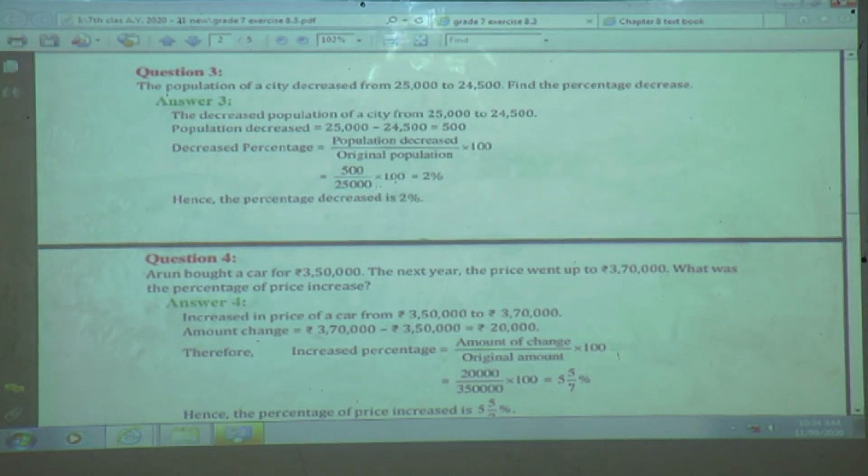We are finding the percent, so multiply it by 100, which is equal to 2%. How? After reducing this, we get 2%. Hence the percentage decrease is 2%. When the city's population was 25,000, it decreased by 500, and in the form of a percent that is 2%.